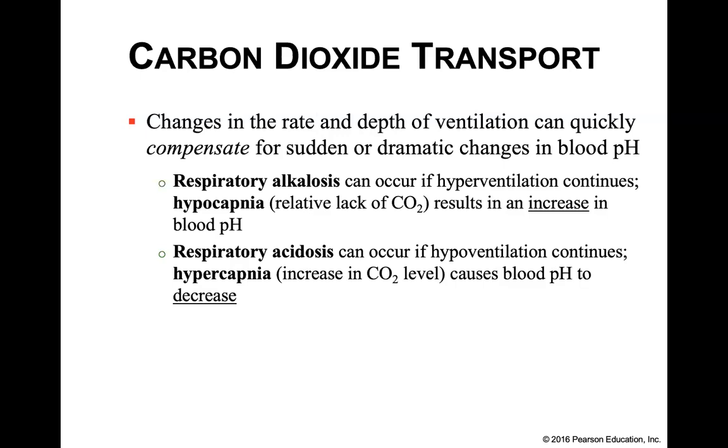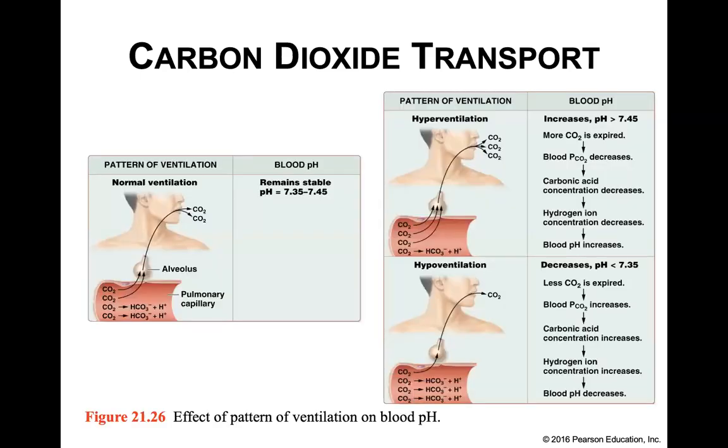Respiratory acidosis, on the other hand, is when you're hypoventilating and you are actually increasing your CO2 levels, causing the pH to decrease. So here we can see carbon dioxide transport during normal ventilation and how you're able to maintain normal pH, and then what happens during hyperventilation and hypoventilation.